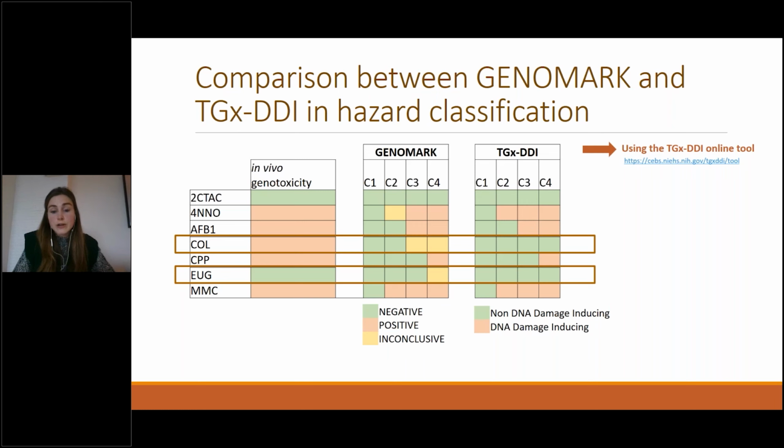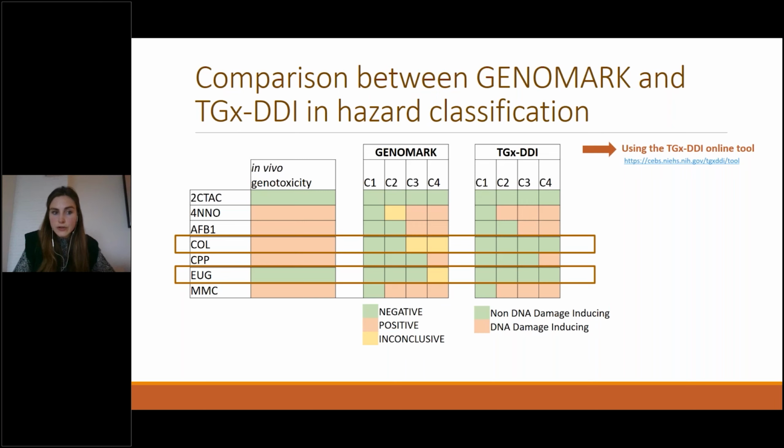However, as well as for the genotoxicants, for example, we see that the effect of genotoxicity is picked up at the same concentration. However, for 2 chemicals, we see here something interesting. So colchicine, as I just mentioned, is the aneugen, and by the TGx-DDI biomarker, it is classified overall as non-genotoxic, but in their case, it's non-DNA damage inducing. And in our case, it's predicted as inconclusive in the 2 highest concentrations.